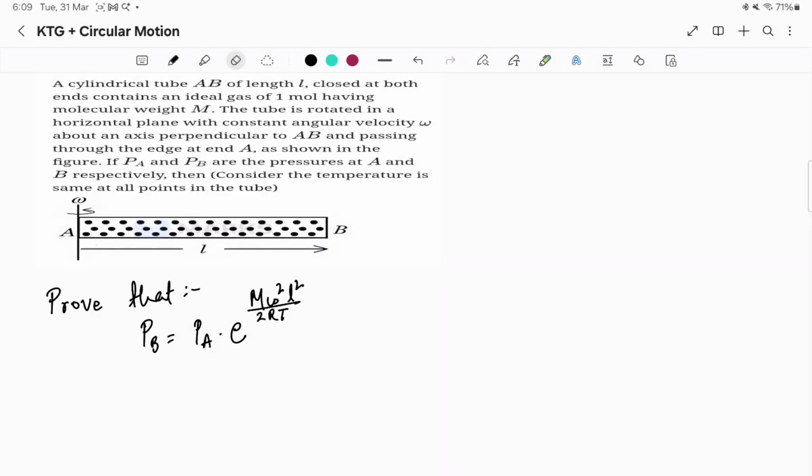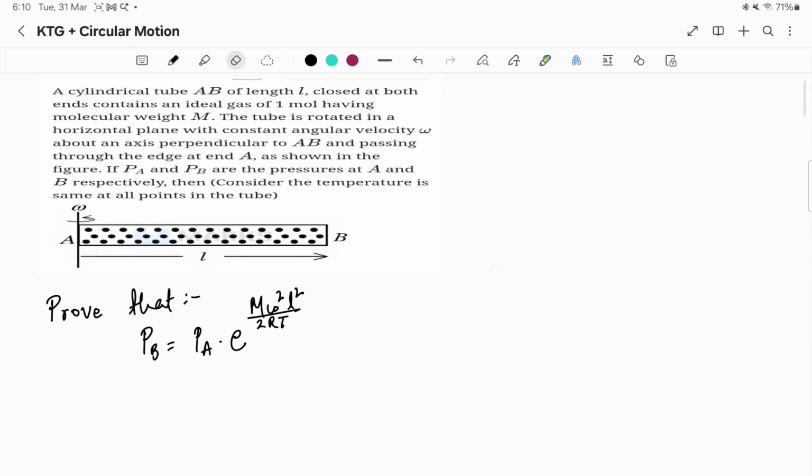So first I will go through the question. This question is actually related to KTG, and in this question we also have to apply a concept related to circular motion dynamics. What we can see here is that there is a tube. It's a cylindrical tube, and it is doing circular motion about this axis like this.